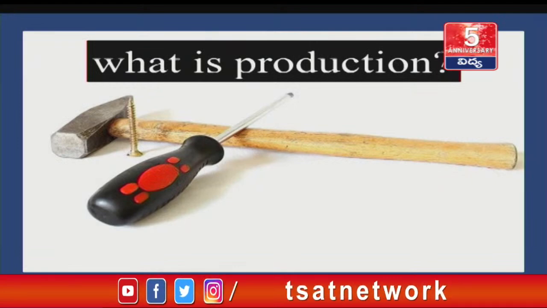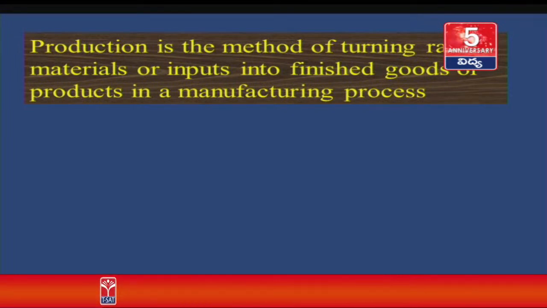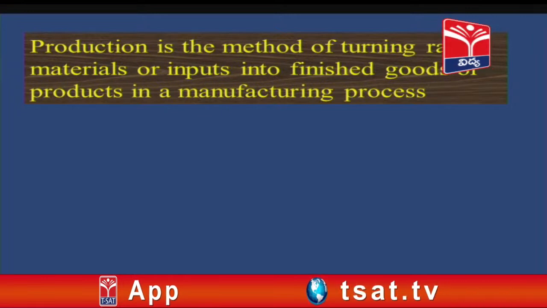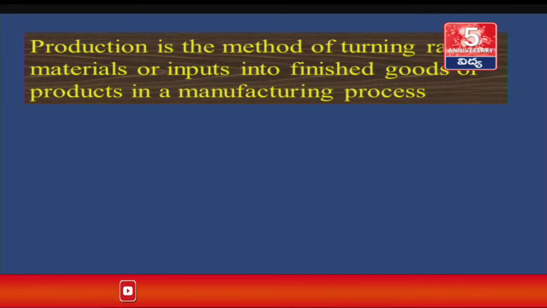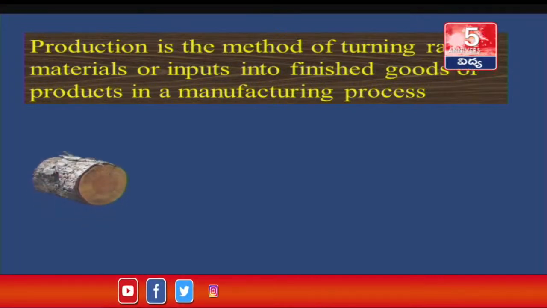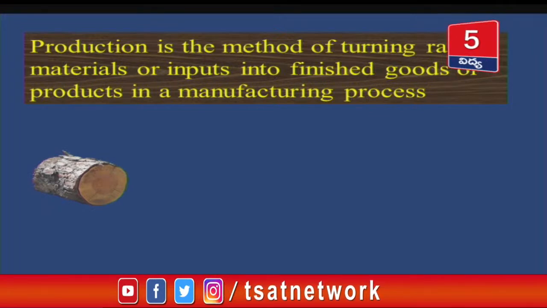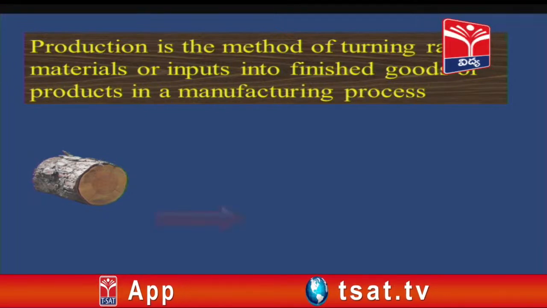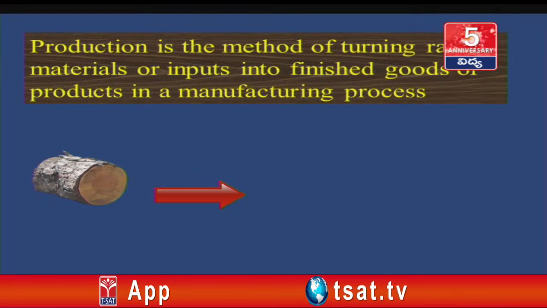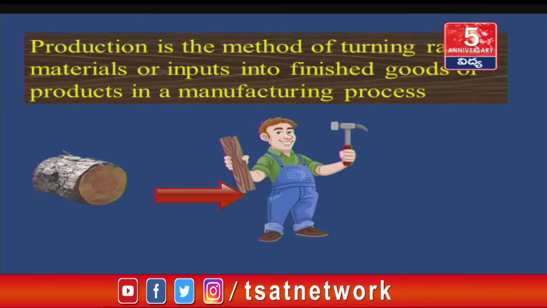Production is the method of turning raw material or inputs into finished goods or products in a manufacturing process. That is what we call production. Suppose I take the example of a wood log, the tree trunk. In this production process, with the help of a carpenter, can you imagine what we can do? Yes, so many things we can do with this wood.